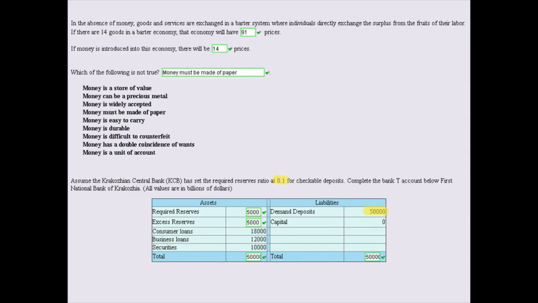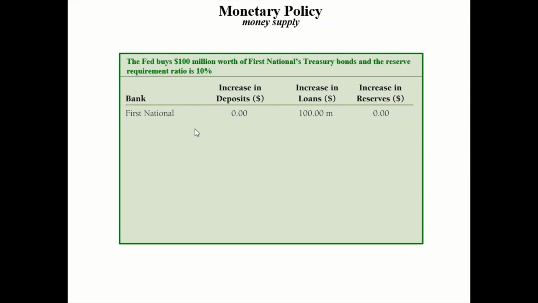Okay, before we move on, I got to erase that. We have to understand how money is created through bank lending. Now, in the tutorial, we don't have this particular question showing up, but it does show up in the homework, right? So in this situation, the Fed buys $100 million worth of First National Treasury bonds.